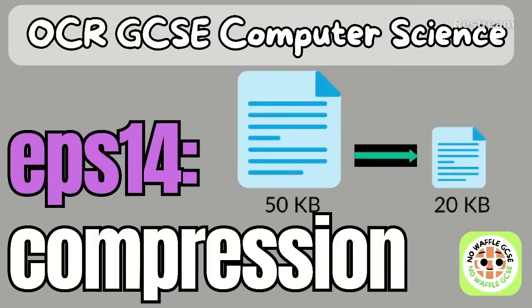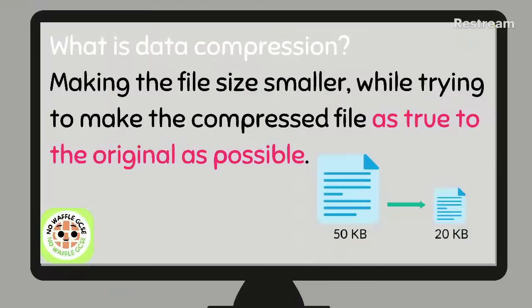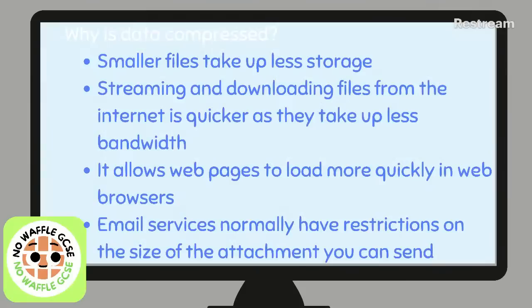And we are now on to compression. Compression is making the file size smaller whilst trying to make the compressed file as true to the original as possible. So, why is data compressed? Well, smaller files take up less storage. Streaming and downloading files from the internet is quicker as they take up less bandwidth. It allows web pages to download much more quickly in web browsers. And email services normally have restrictions on the size of the attachment that you can send.